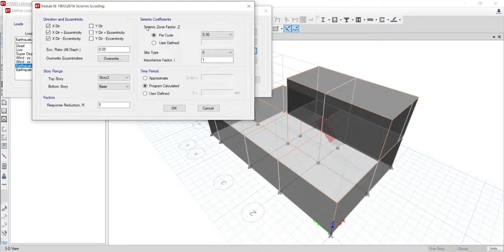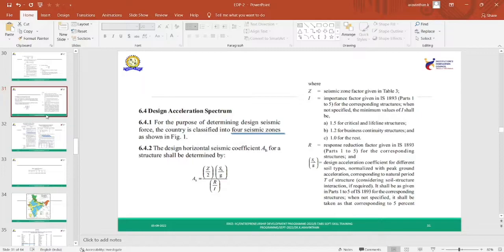Okay. Now let us understand what we mean by seismic coefficient, seismic zone factor Z. We have different types of seismic zones. When you are calculating manually, you have to find Z. Z is the seismic zone factor, which is given in table 3. I is known as importance factor, which is given in a separate table. R is known as response reduction factor, and SA by G is the acceleration coefficient for different types of soil. So this is the parameter of soil, this is the zone, and this is the type of building.